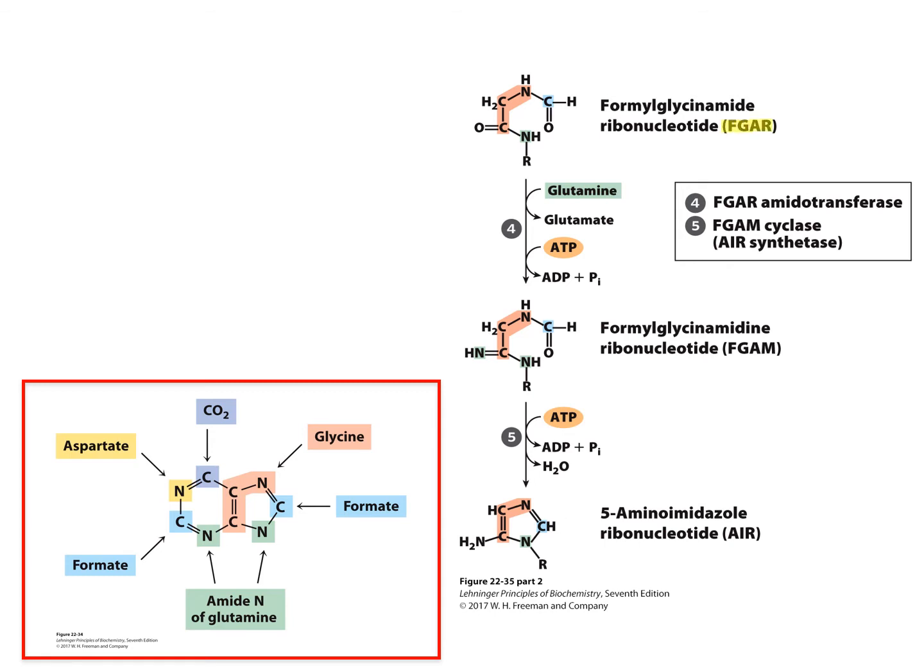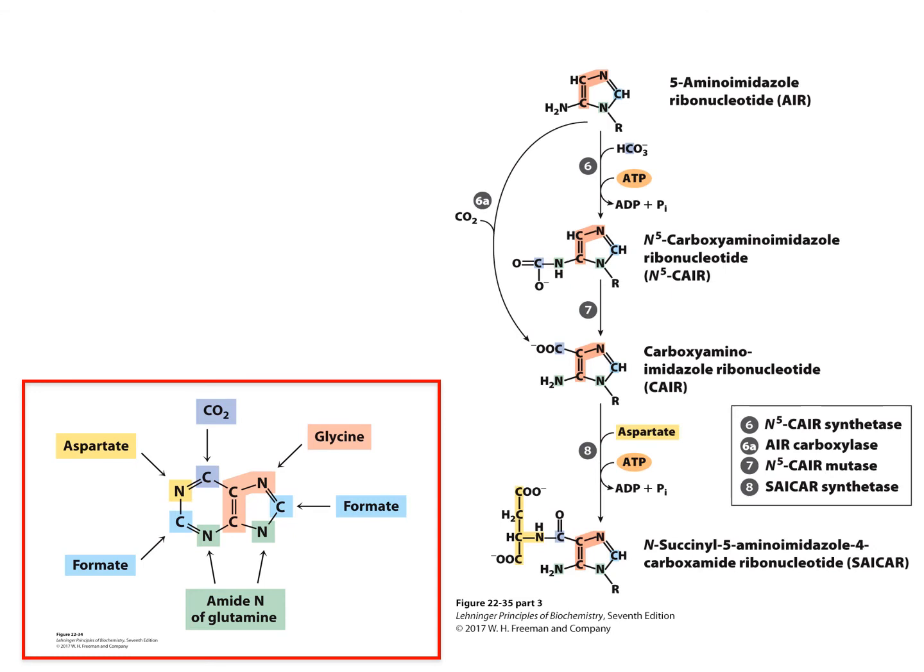The FGAR, which has got one ring present in it, will be converted into the FGAM and eventually to AIR, but still not the full ring has been made yet. So the pathway continues. This aminoimidazole ribonucleotide, or shortened form AIR, uses some energy from the ATP, is converted into CAIR, and the CAIR is going to be converted into succinyl aminoimidazole carboxamide ribonucleotide, or SAICAR.